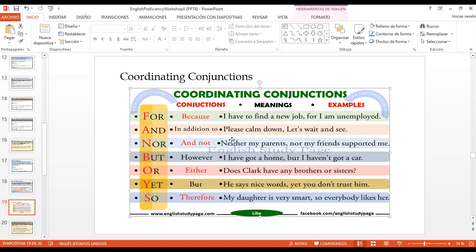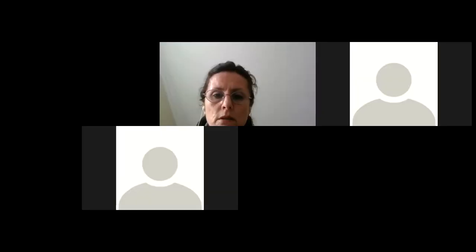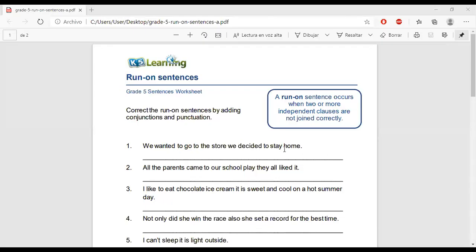Okay. So we will have more practice on this. I have some exercises, and then you will have a task on correcting run-on sentences. Remember, run-on sentences are sentences that you write all together and you don't recognize punctuation or conjunctions. Yes, when two or more independent clauses are not joined correctly. So they are just put together, but not correctly, okay?